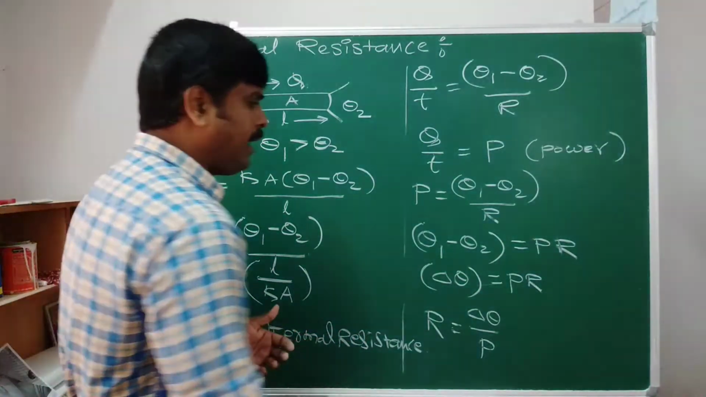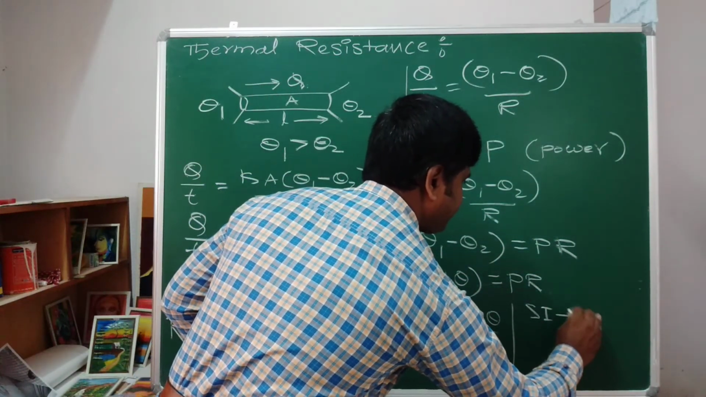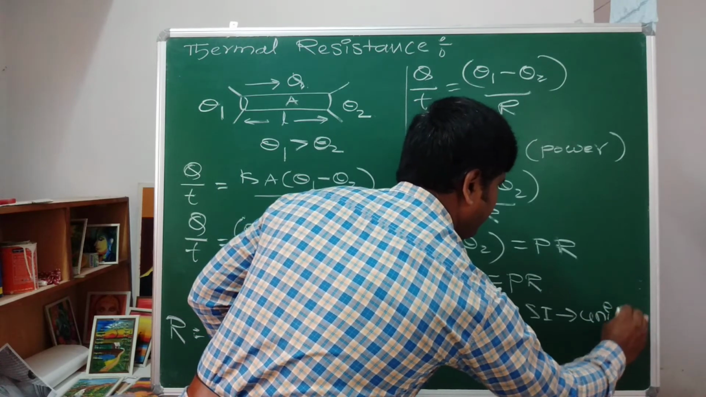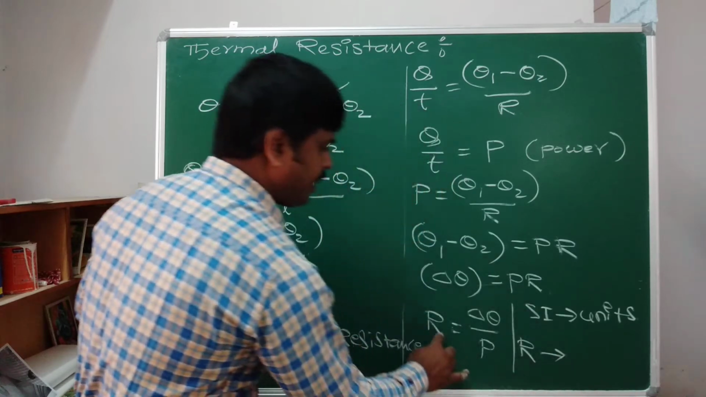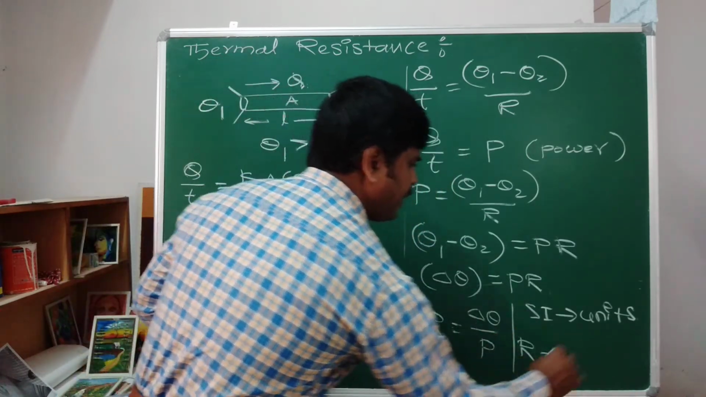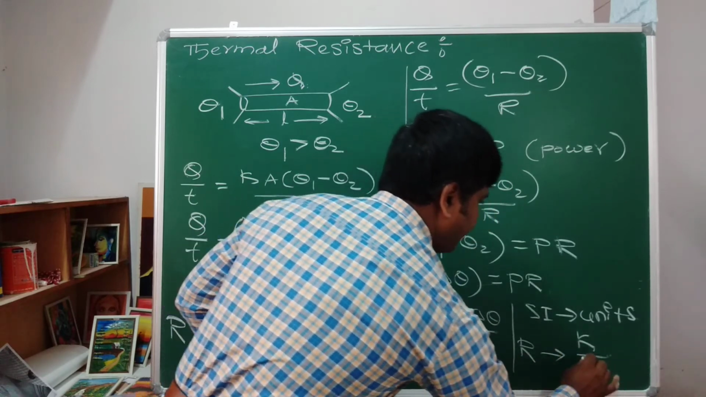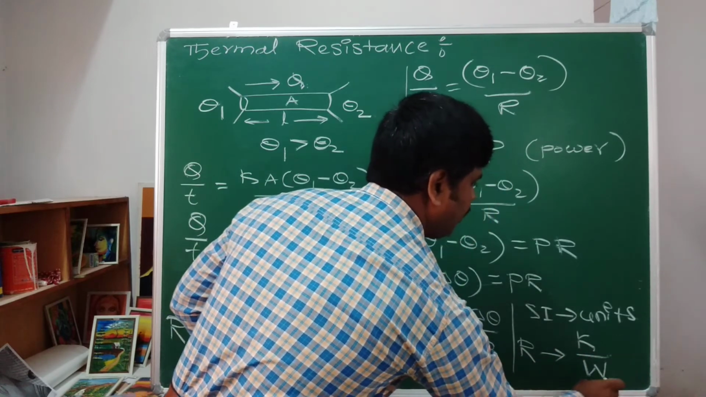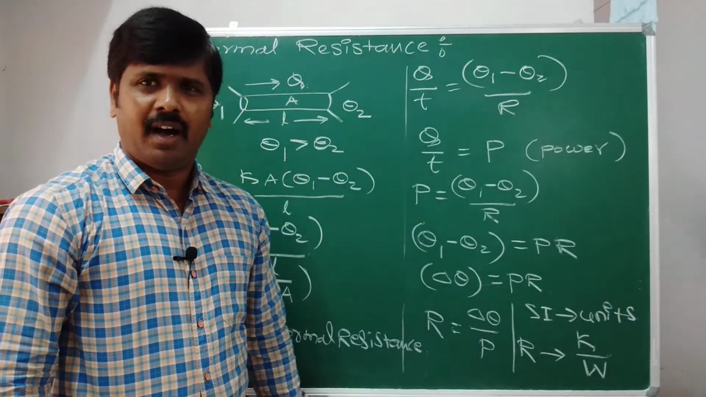So we can write here the SI unit of thermal resistance. The SI unit of thermal resistance: temperature difference is in Kelvin, divided by power in watt. So simply we can write Kelvin per watt.